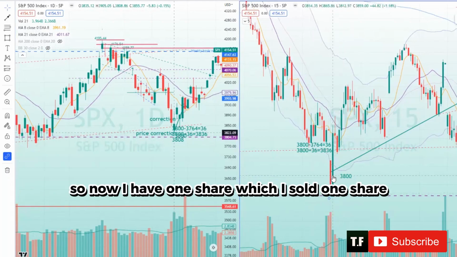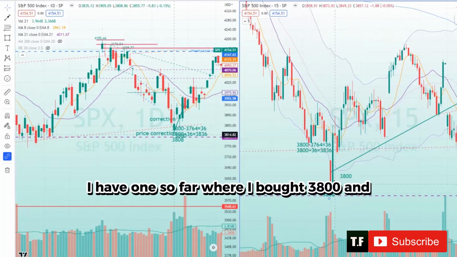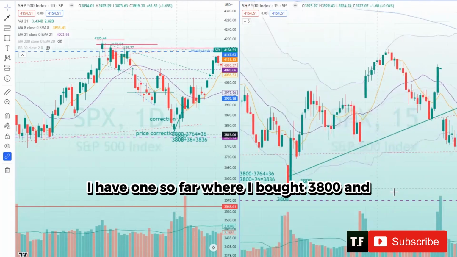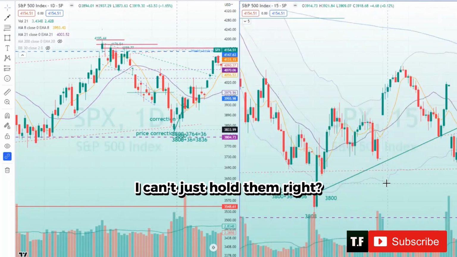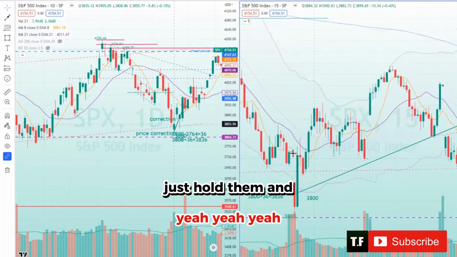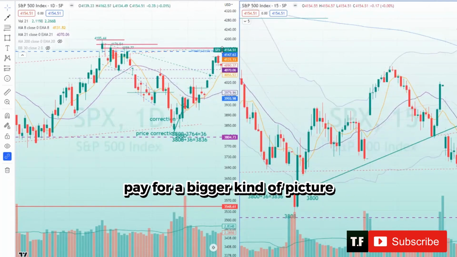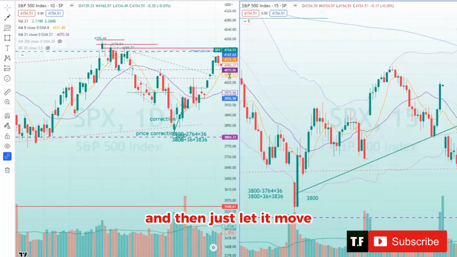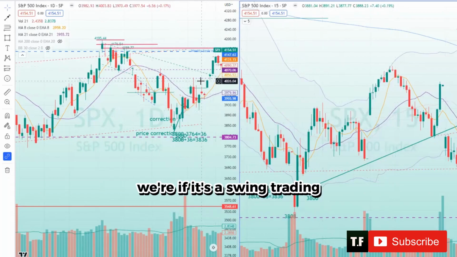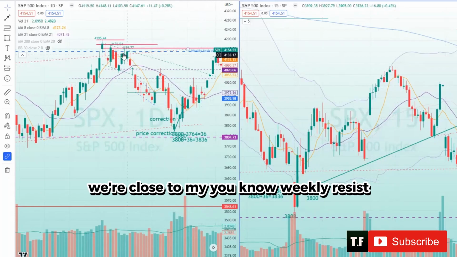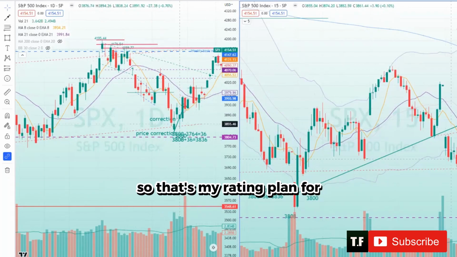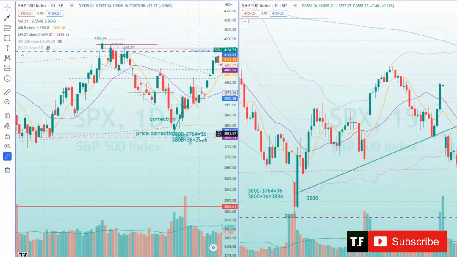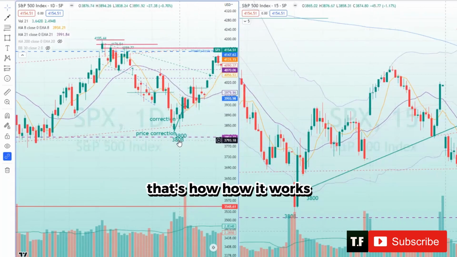So now I have one share, and I sold one share at 3836. I have one share so far that I bought at 3800, and right now I can just hold it, right? I can just hold it and pray for a bigger picture. And then just let it move. Yeah, let it move. If it's swing trading, when we're close to my weekly resistance level, I'm going to sell it. So that's my trading plan for this trade. Actually, that's how it works.